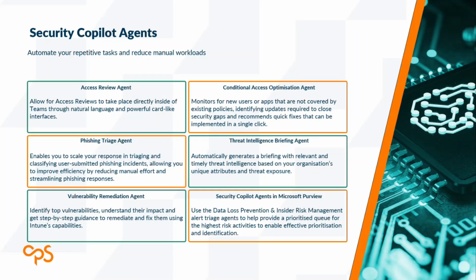And number 5 on the list here is the vulnerability remediation agent. This works with Microsoft Intune, and it uses that to discover the vulnerabilities and provides step-by-step guidance as well. So we'll talk about that in a second. And then finally here, we group a couple of these agents together with Microsoft Purview. This uses the data loss prevention triage agent and the insider risk management triage agent, and it allows you to prioritize the alerts that come through in the queue there, indicating the highest risk activities and things like that.